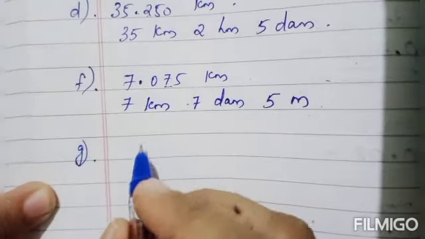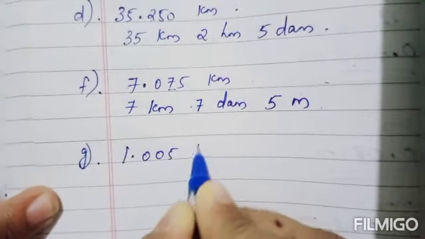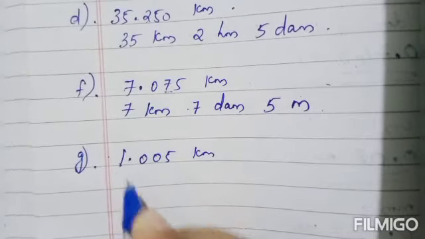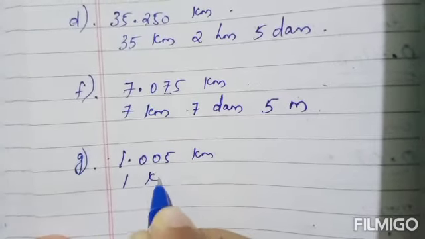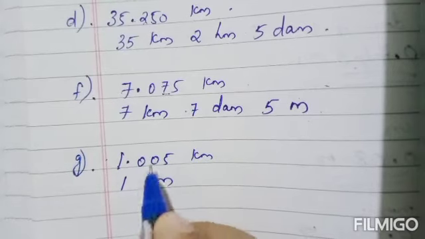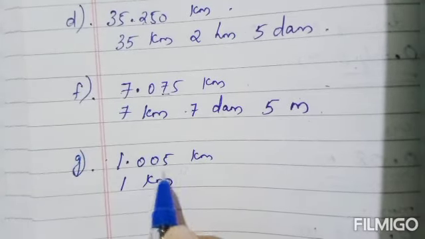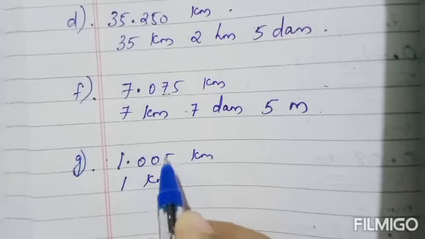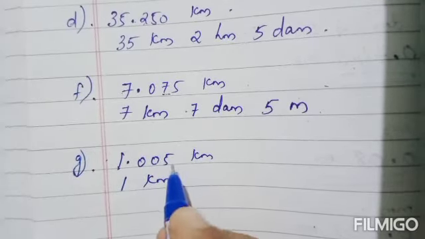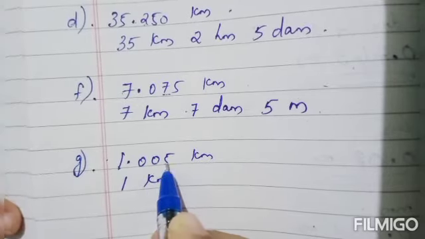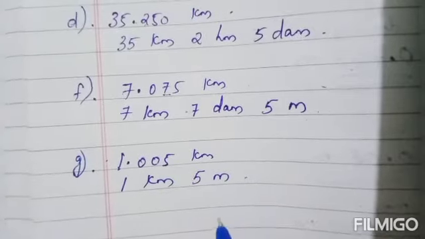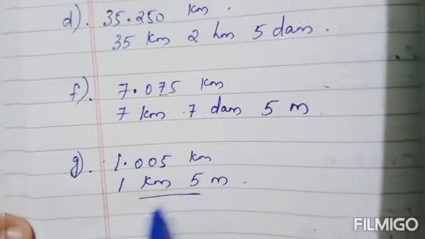In that G, 1.005 kilometer. So before the decimal point it is 1, so 1 kilometer. Now 10th place it is 0, so it is 0 hectometer. Okay, no need to write that. In the 100th place also 0, 0 decameter it will be. Okay, that also no need to write. Next in 1000th place 5 is coming. It is 5 meter. Okay, so 1 kilometer, 5 meter. This will be the answer.